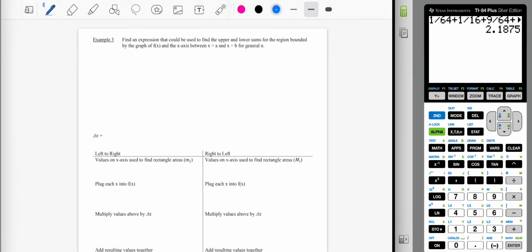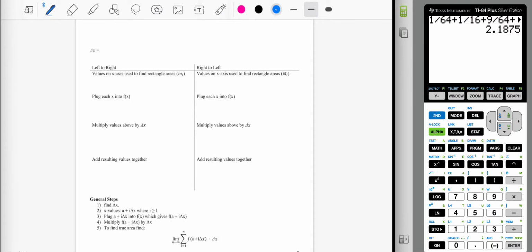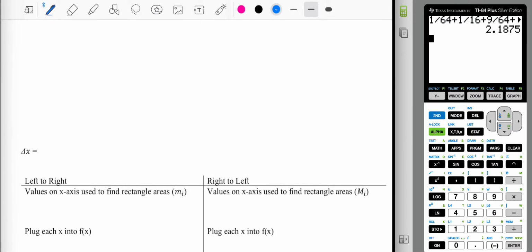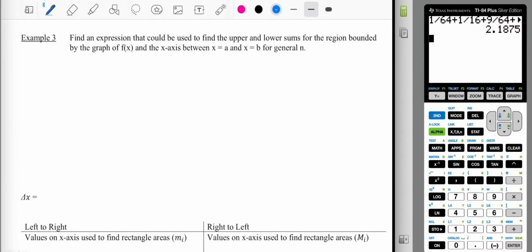So looking at page 8, we're going to get at the generalization of these processes for finding a Riemann sum rectangular approximation. So find an expression that can be used to find the upper and lower sums for the region bounded by the graph of f of x and the x-axis between a and b for general n.